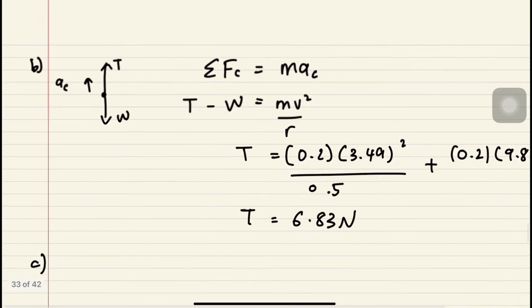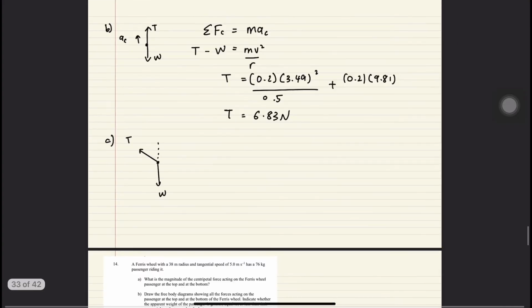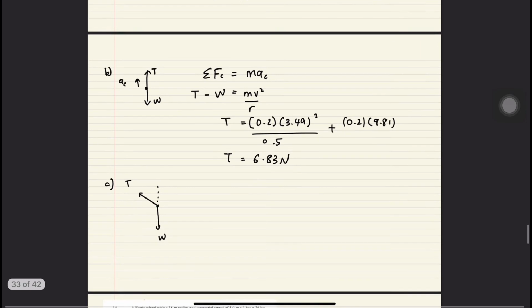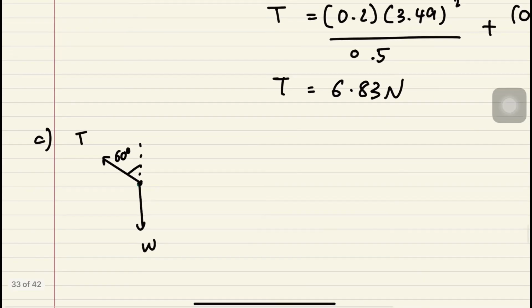Okay, now I just want to redraw the free body diagram. Tension in that direction, weight downwards, and the angle there, if I'm not mistaken, is 60 degrees. Yes, 60 degrees over here. And then you still have the ac, which is in that direction.